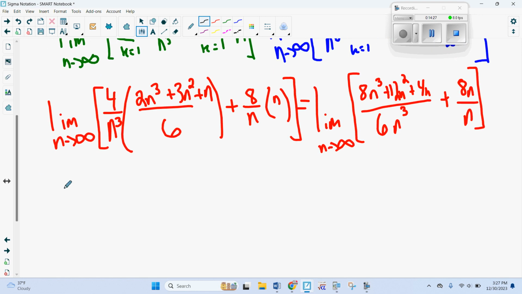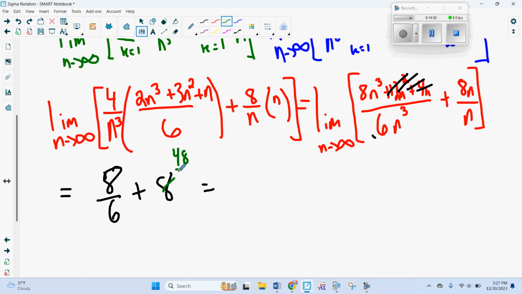Now, as we evaluate these limits again, really remember as n's going to infinity, this doesn't matter. We just look at the leading coefficients. So this just gives us 8 over 6 plus 8. And 8, if I got common denominators, would be 48 over 6. So our answer is 56 over 6.